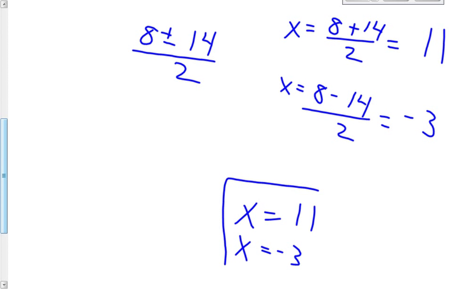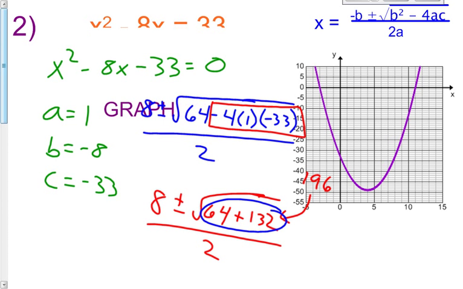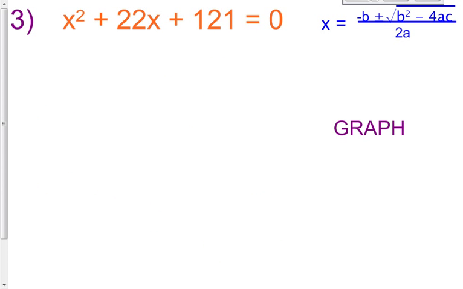We're going to put this into our calculator, and we should get our parabola crossing at 11 and negative 3. Here's your 11: 5, 10, 11, and here's your negative 3: 1, 2, 3. All right, and here's the beauty of the quadratic formula. Wait, I'm getting ahead of myself. Number 4, we'll see the beauty of the quadratic formula. Number 3 is just another example. Let's try it all together.